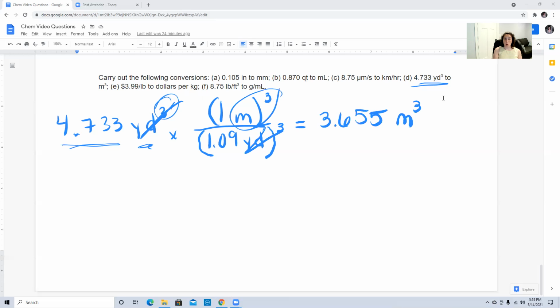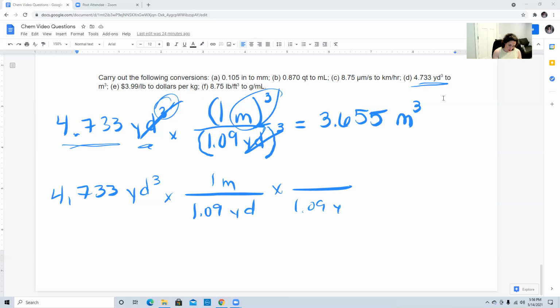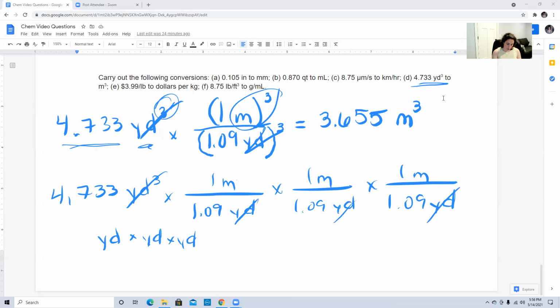If you are nervous that you won't remember to cube the numbers, another way you could think about it is 4.733 cubic yards times 1.09 yards per meter times 1.09 yards per meter. Same thing. And you can do it 3 times because label-wise, yards cubed is equal to yards times yards times yards. So this cancels 1, 2, 3, and you're left with meters times meters times meters, which would be meters cubed. So that is sort of the safer way of doing it.